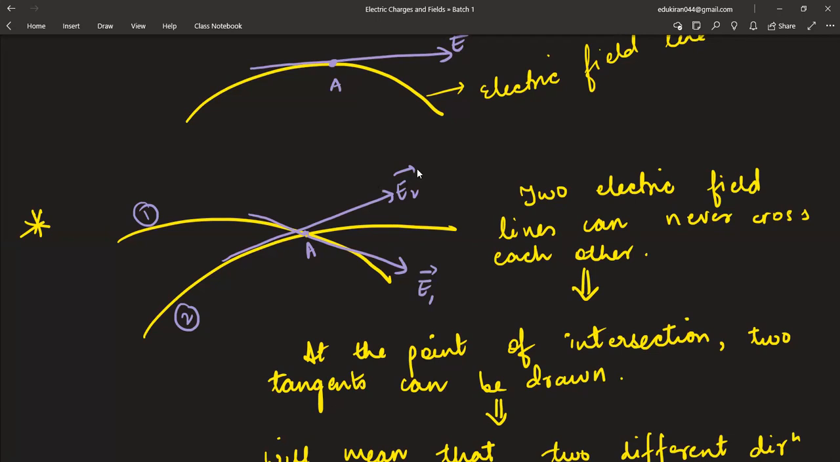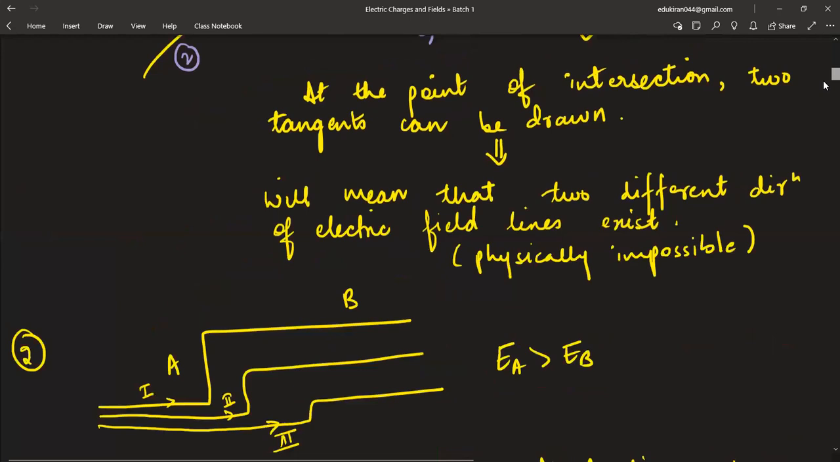But is this ever possible? Can we have two directions of electric field at a common point? You cannot; at one point there will be one direction of electric field. That's why two electric field lines can never coincide with each other, because at the point of intersection, two tangents will be drawn, and that would mean two different directions of electric field exist, which is physically impossible. That's why we do not have this concept of crossing of electric field lines.